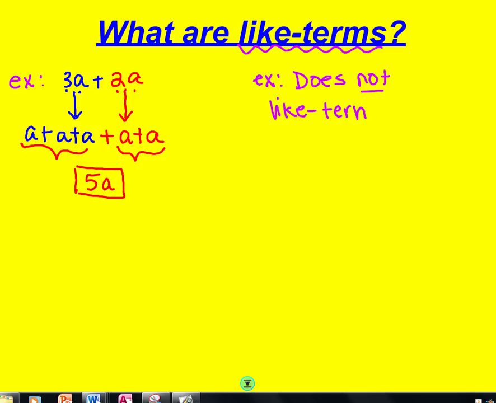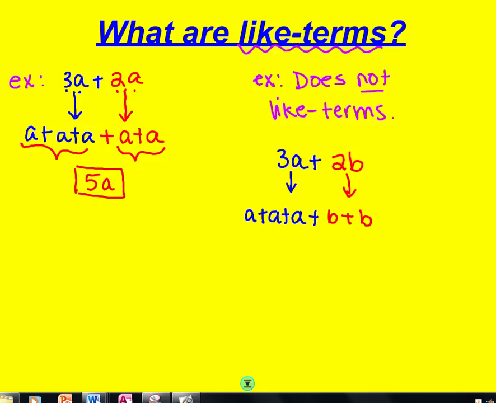So if I were to add, let's say for example, I have 3a plus 2b. I have 2 different terms. The 3 represents how many a's I have, and I have 3, so I'm going to write a plus a plus a. In my second term, I have 2 b's, so I'm adding b plus b.